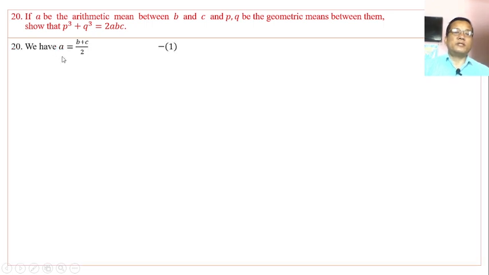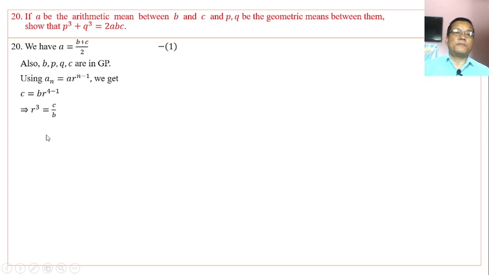We have A given as the arithmetic mean between B and C, therefore A equals (B plus C) by 2. Also B, P, Q, C are in GP. Using a_n equal to a times r to the power n minus 1, we get C as the fourth term. Therefore C equals first term B times r to the power 4 minus 1. We get r cube equal to C by B. r is (C by B) whole to the power 1 by 3.